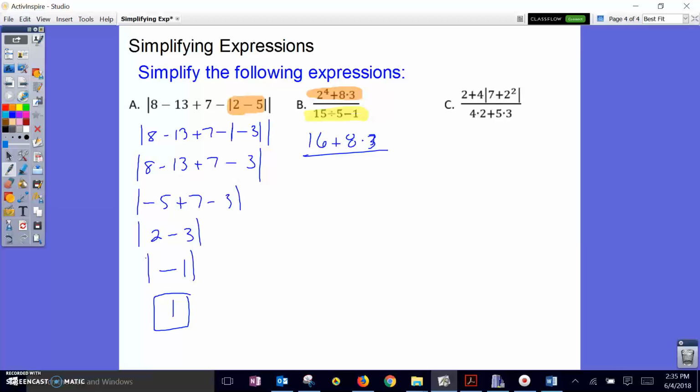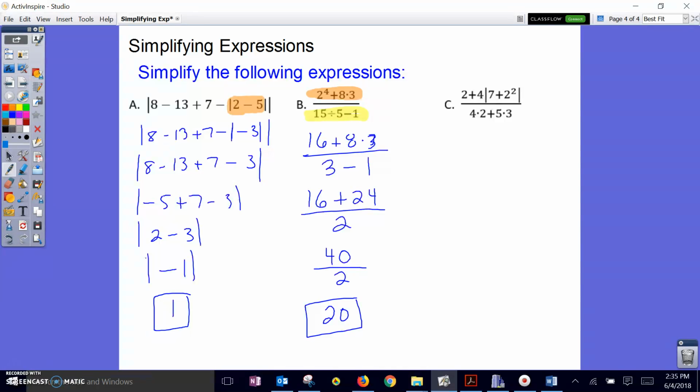And we'll do the division first in the denominator, 15 divided by 5. And now we'll work our way through. Looking at the numerator again, we've got a multiplication and an addition. We do the multiplication first. In the denominator, all we have left is that subtraction. We'll go ahead and do that. And now in the numerator, we'll add. And now after we're done doing everything in the numerator and the denominator, now we can divide this out. 40 divided by 2 gives us 20.